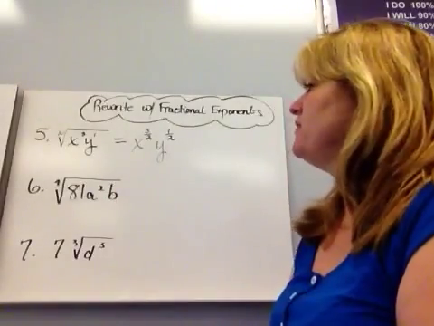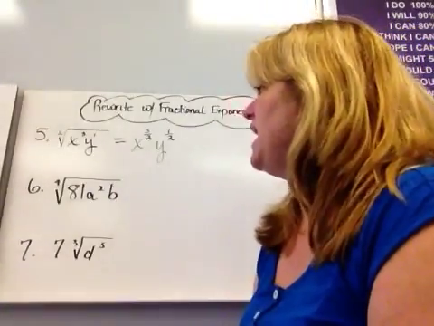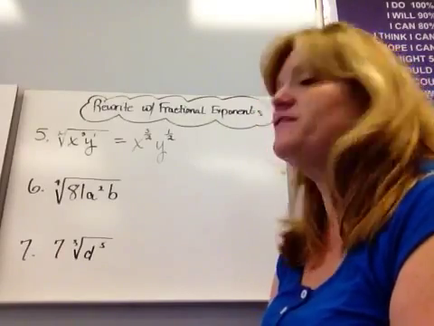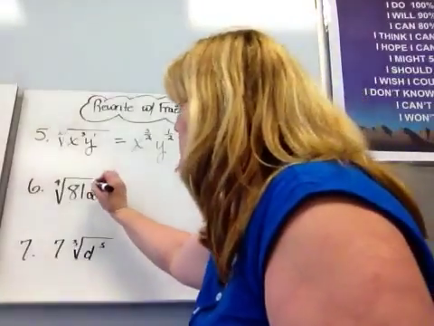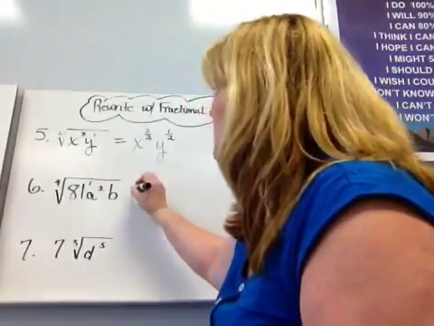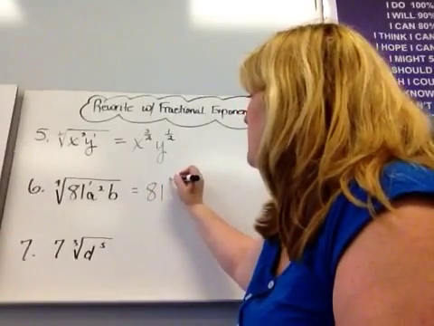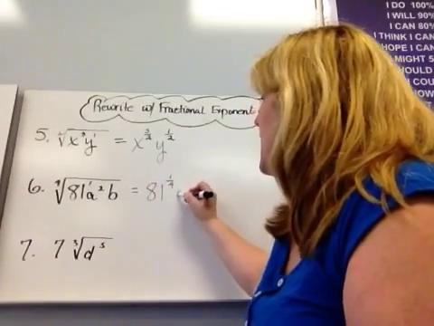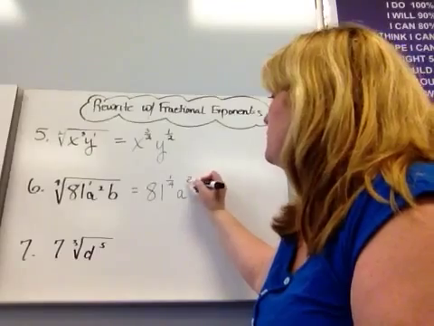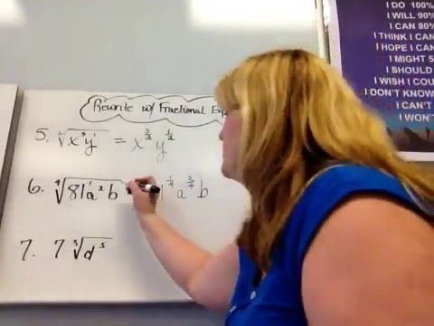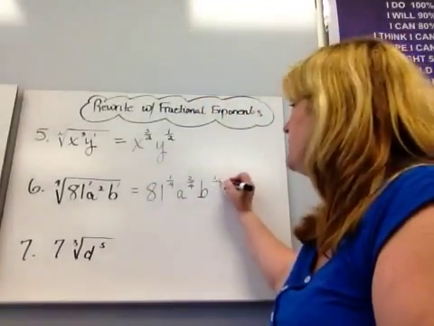All right, let's look at this one. I have the 4th root of 81a squared b. Okay, and I picked this on purpose because the coefficient causes problems. If you need to, put a little 1 there. So now we're going to make a bunch of little flower pots. So I have 81 to the 1/4, a to the 2/4, and b, you guessed it, put a little 1 there, to the 1/4.